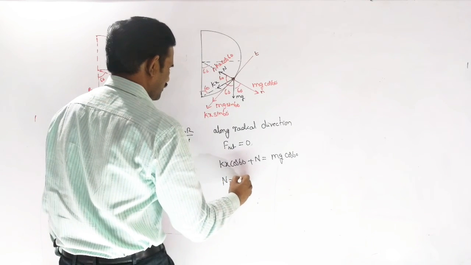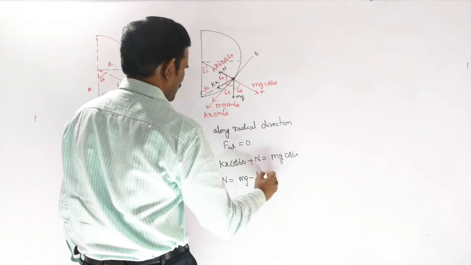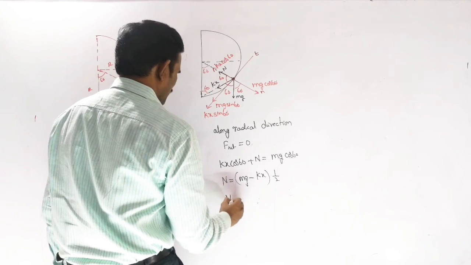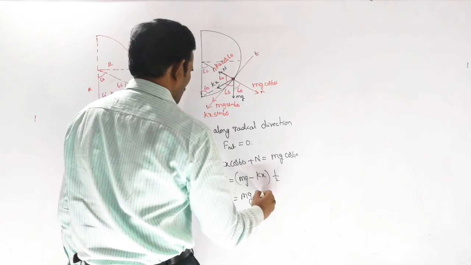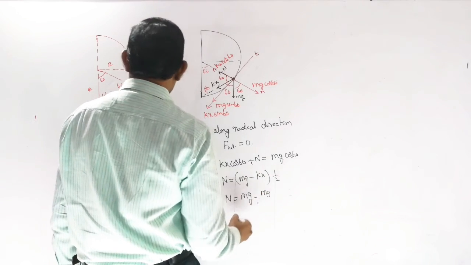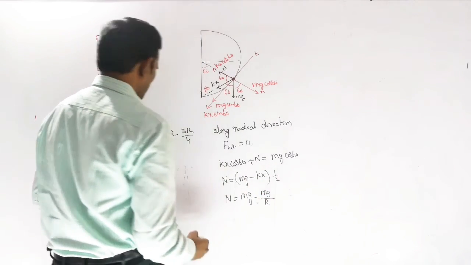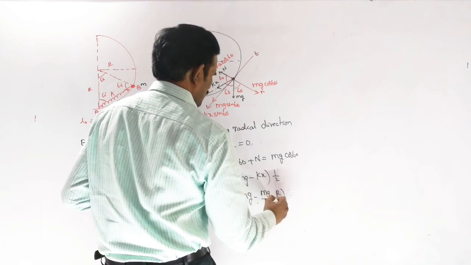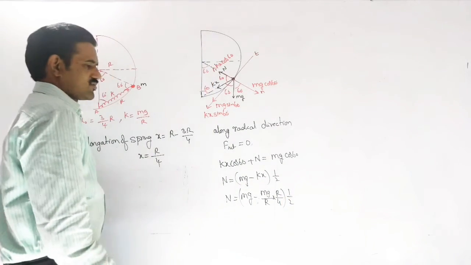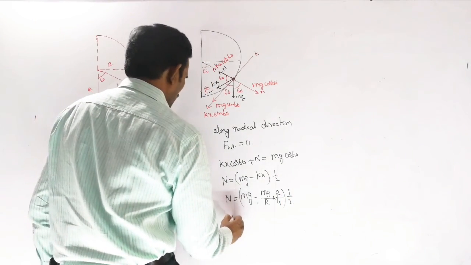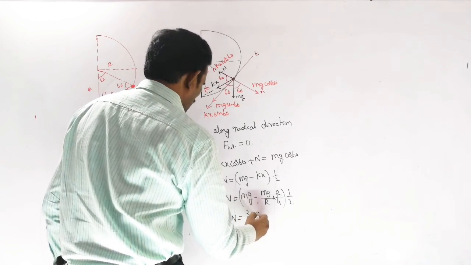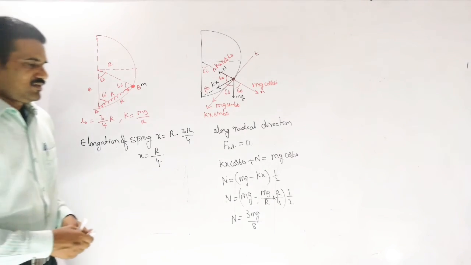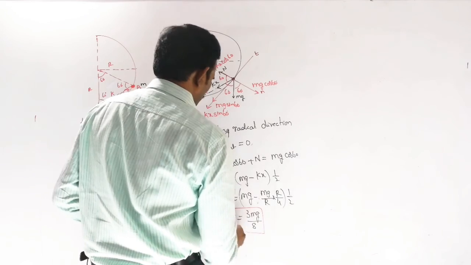Therefore, this n is equal to mg minus kx into cos 60. That cos 60 is 1 by 2. Now we can substitute these values here. Mg minus this k value, which is nothing but mg by r, and this x value is nothing but r by 4, right, into 1 by 2 we are taking common here. So mg by 4 you will get 3 mg by 4, and therefore it is 3 mg by 8 we can write. This is the normal reaction between the bead and the ring, the semicircular ring.